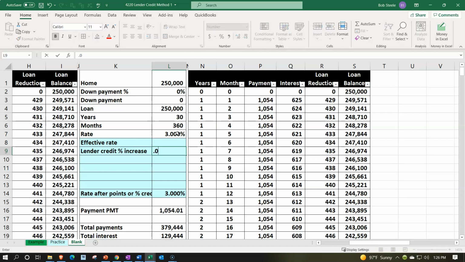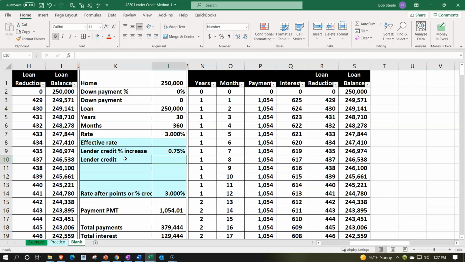I'm going to say it's going to be 0.0075. And I'm going to go to the numbers, percentify it, add a couple decimals. So we're going to have the increase of the 0.75%. So then we're going to say that the lender credit amount. Now the amount of the lender credit, again, this could vary. It could cover some of the closing costs, or it might cover all of the closing costs.